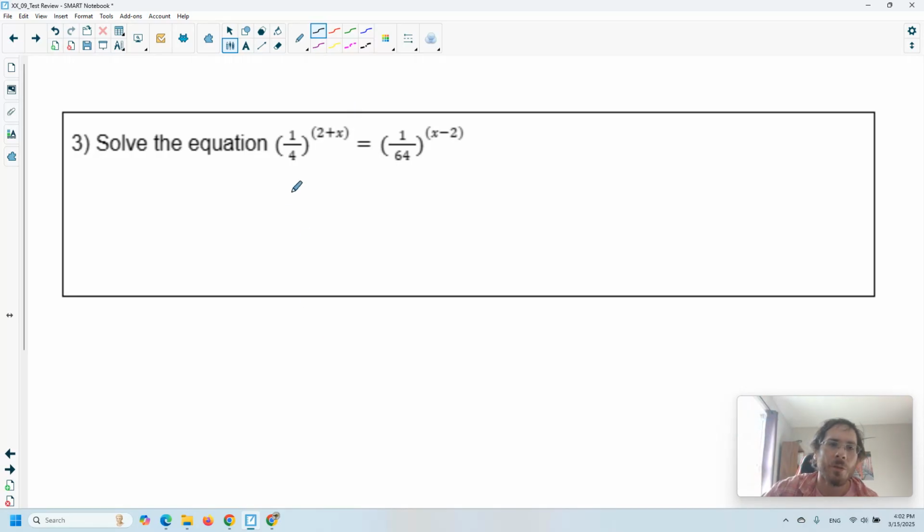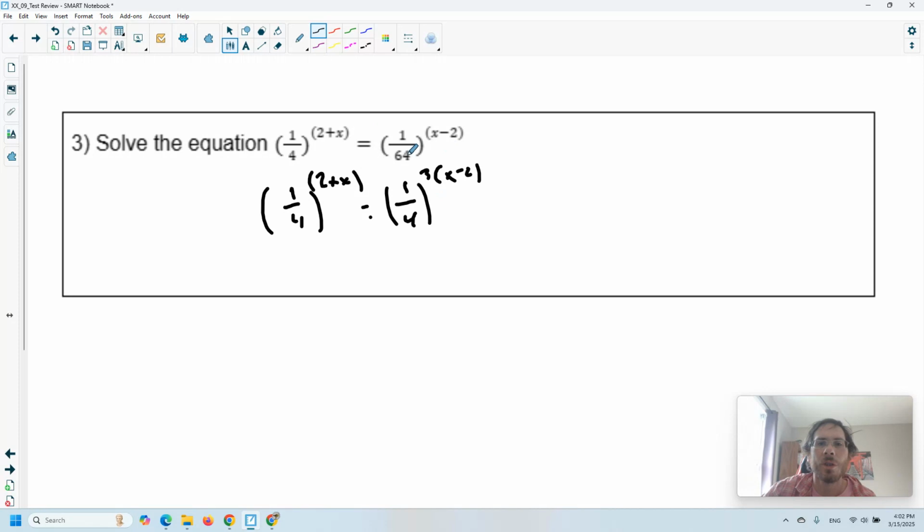So this is going to be 1/4, still with the 2 plus x, equals 1/4 to the third, to the x minus 2 power. So again, we're turning 1/64 into 1/4 cubed, because 1 times 1 times 1 is 1. 4 times 4 times 4 is 64. So now that these two things are the same, we can cancel those out to get 2 plus x equals 3. And power to a power here, I kind of wrote it close to each other, but we are going to turn it into multiplication.